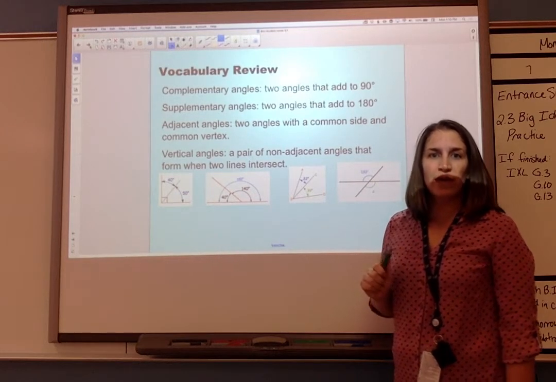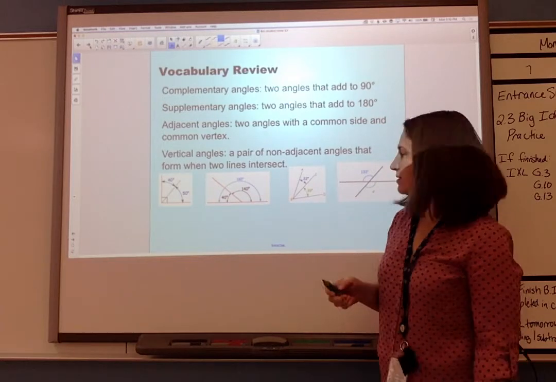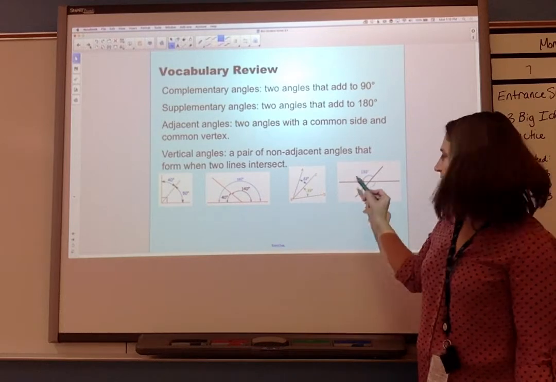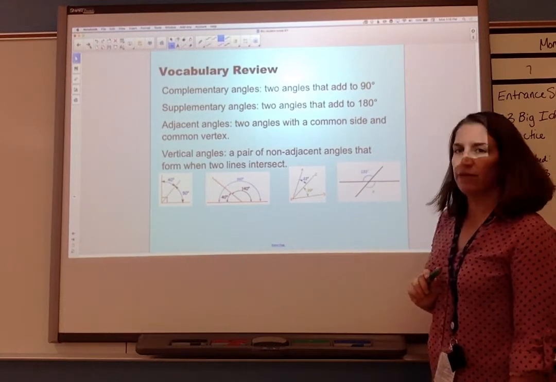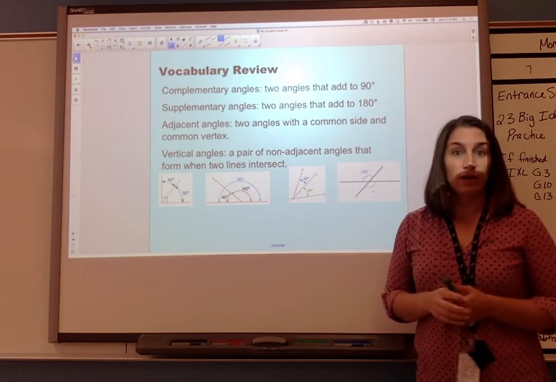And then vertical angles are a pair of non-adjacent angles that form when two lines intersect. So here we have this picture of these two black intersecting lines. The blue angle and the green angle are vertical to each other, and they are congruent.